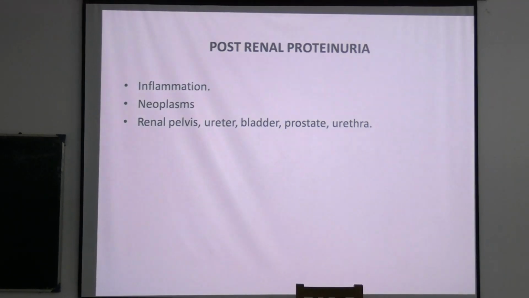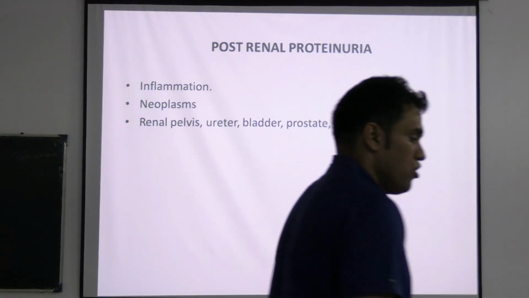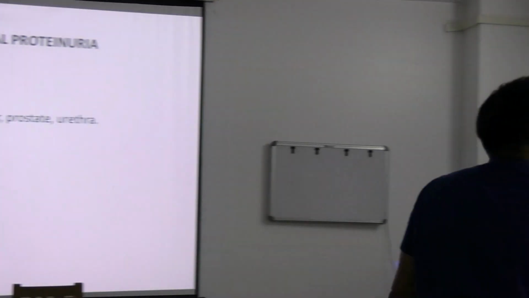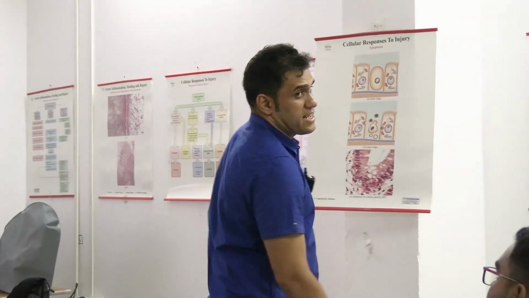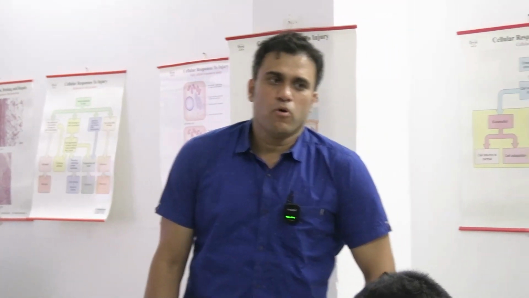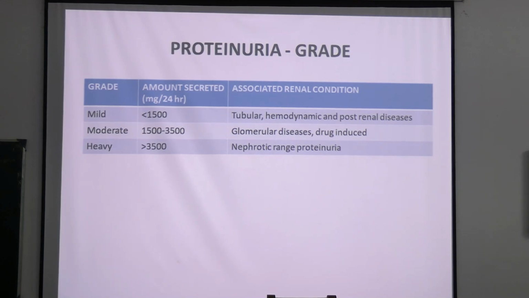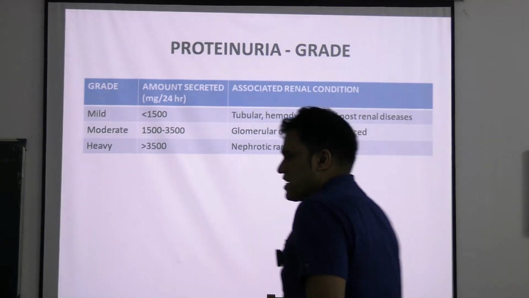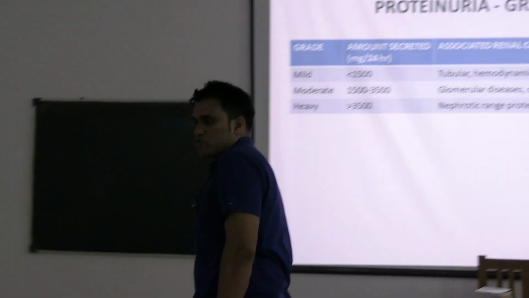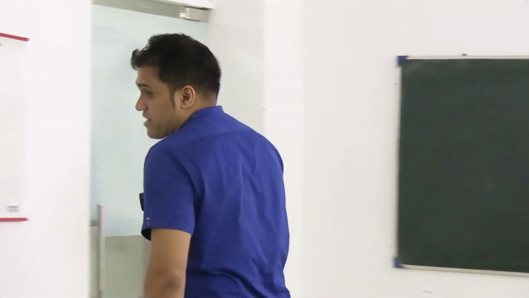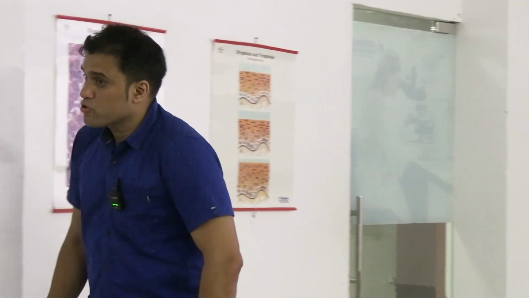So what are the various types of proteinuria? Glomerular, tubular, then overflow, then hemodynamic, and then post-renal. So how do we grade proteinuria? Mild, moderate and severe. Less than 1500 milligram is mild proteinuria. I won't go into the various causes. Moderate is 1500 to 3000 milligram per 24 hours.